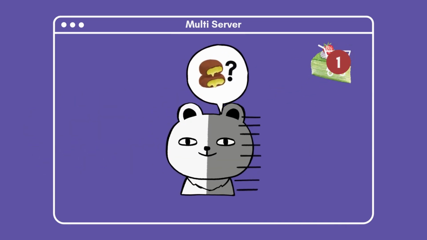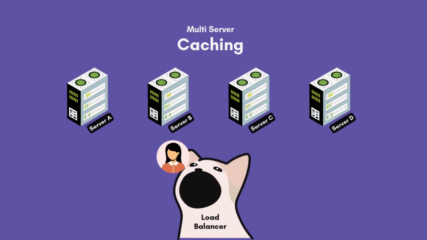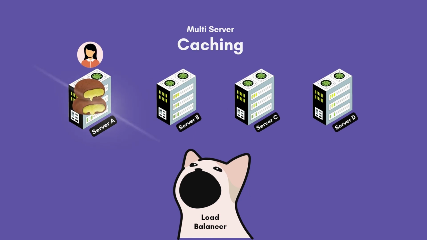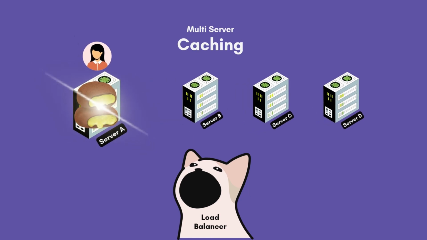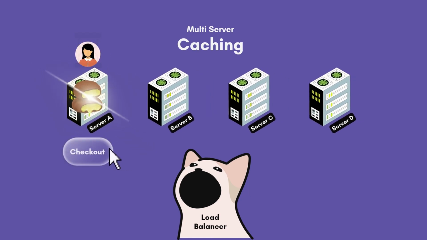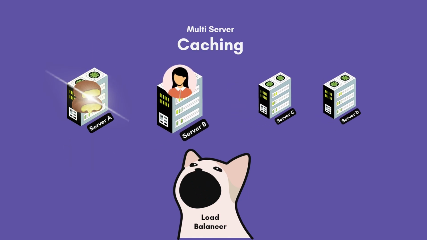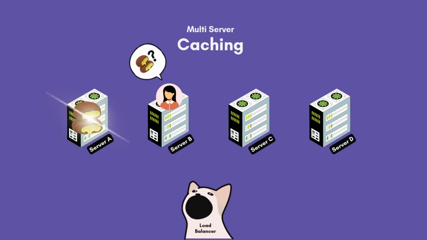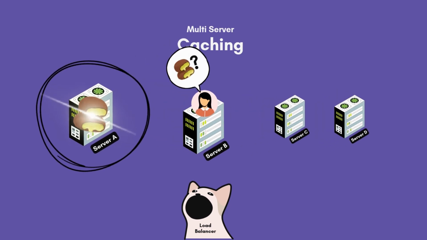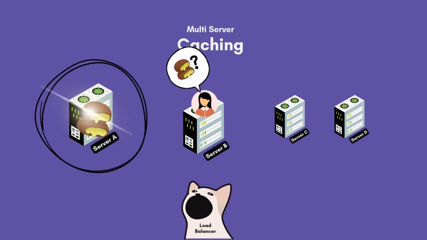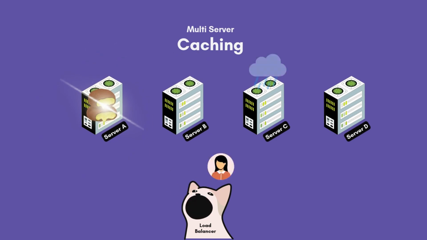Take caching as an example. A user lands on server A and adds an item to their cart. The cart data is cached in server A's memory. A few seconds later, the user clicks checkout, but this time, the load balancer sends the request to server B. Server B has never seen that cart before, because the cache only exists in server A's memory. To the user, it looks like their cart randomly disappeared.